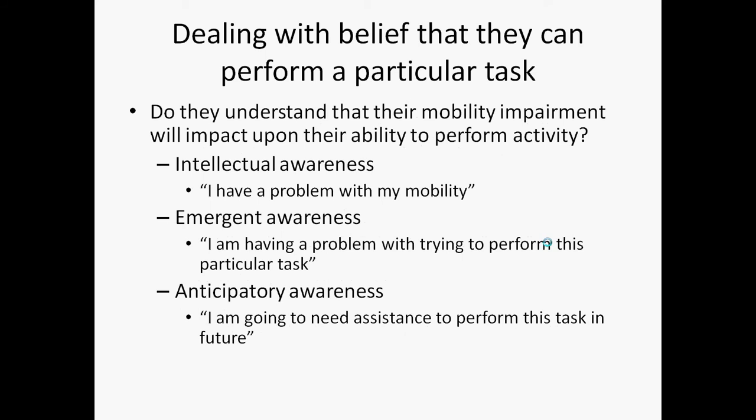The next thing we need to consider is whether the patient understands that their mobility impairment will impact upon their ability to perform an activity. So again, do they have that anticipatory awareness. The intellectual awareness says, yes, I have a problem with my mobility. The emergent awareness says, yes, I'm having a problem with trying to perform this particular task while they're performing the task. And anticipatory awareness is that I'm going to need assistance to perform this task in future. And really, it's that anticipatory awareness which is what is critical and often missing in a number of patients.